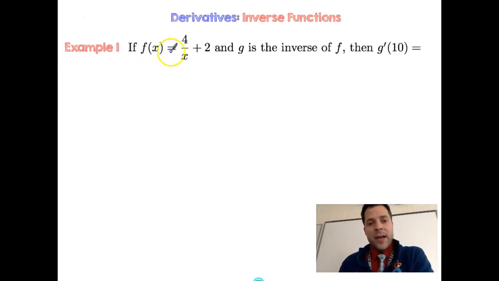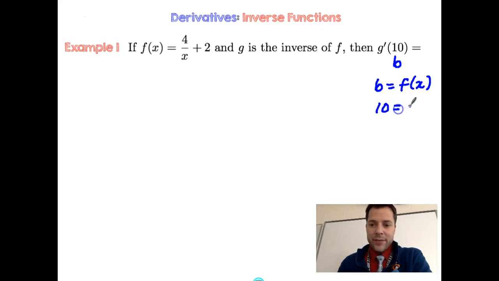So, if f of x equals 4 over x plus 2, and g is the inverse of f, then g prime of 10 equals something. So we're talking about the derivative at a point, not just in general. And g prime of 10, from what I know, that's our b value. Yes, it's the x coordinate of g, but it's also the y coordinate of f of x. So that's b. So technically b equals f of x in this case, right? So that means 10 equals f of x.